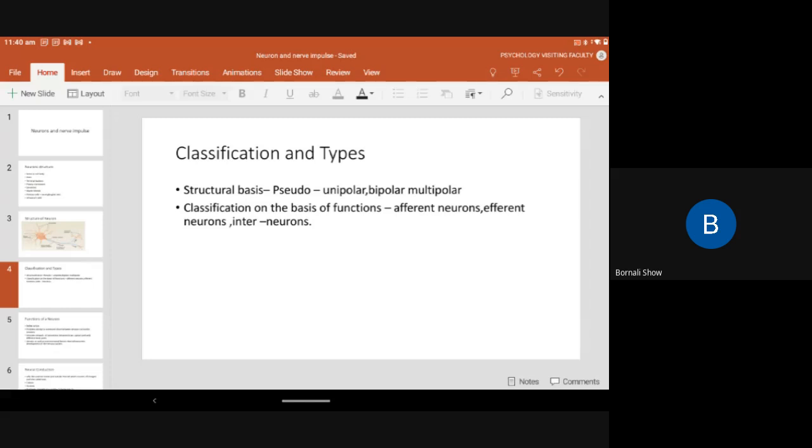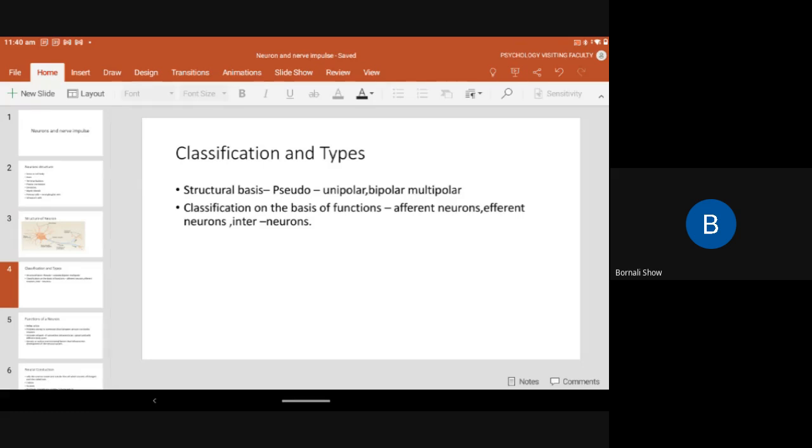The next classification is the efferent neuron. It carries the impulses away from the brain or the spinal cord to the muscles and the glands. There are various glands present in our body. So, from the brain and spinal cord to these muscles and glands. The other name for efferent neurons is motor neurons.